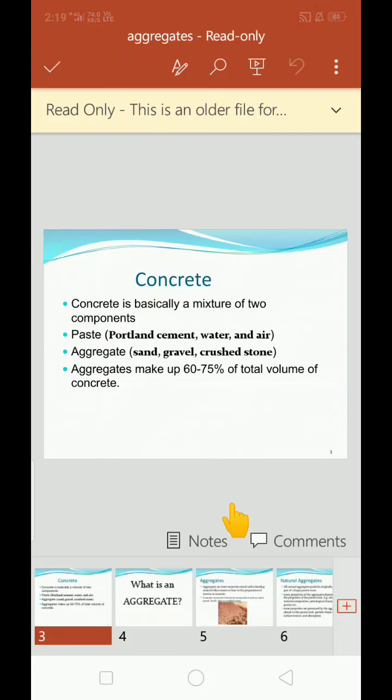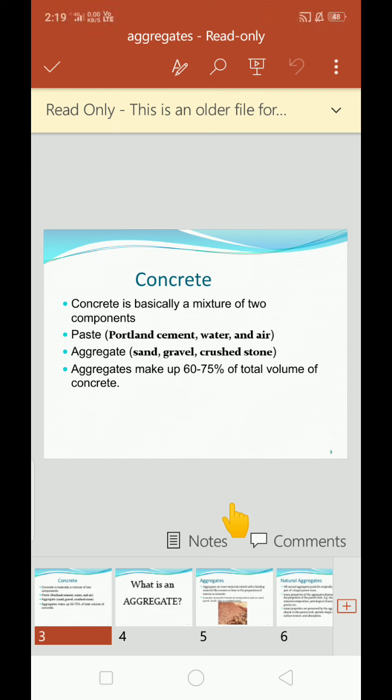Hello everyone. Today in this video class we are going to see the definition of aggregates, properties or requirements of a good aggregate, and tests conducted on the aggregates. So before I start the definition of aggregate, let us discuss where we are going to use aggregate.